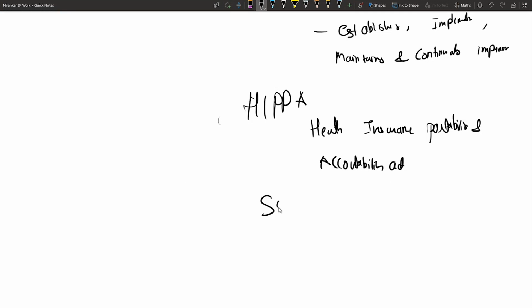Then we have SOX, the Sarbanes-Oxley Act. Whenever you hear about investing or investors, that is inside this act. It was enacted in 2002, and the Sarbanes-Oxley Act is designed to protect investors and the public by increasing the accuracy and reliability of corporate disclosures.